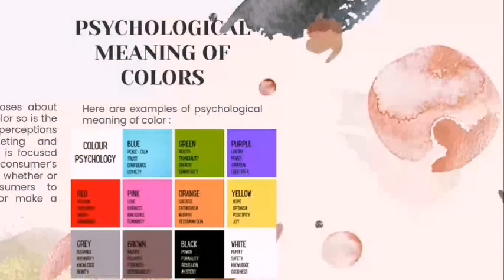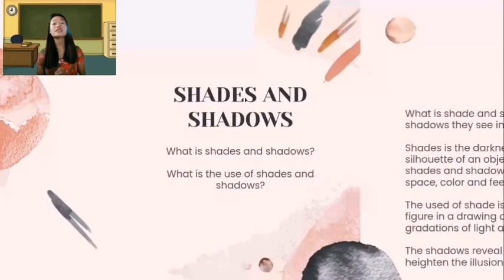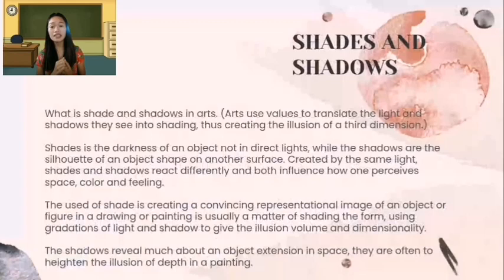Shade and shadows. What are shade and shadows in art? Artists use values to translate light and shadow into shading, thus creating the illusion of a third dimension. Shade is the darkness of an object not in direct light, while shadows are the silhouette of an object shaped on another surface.